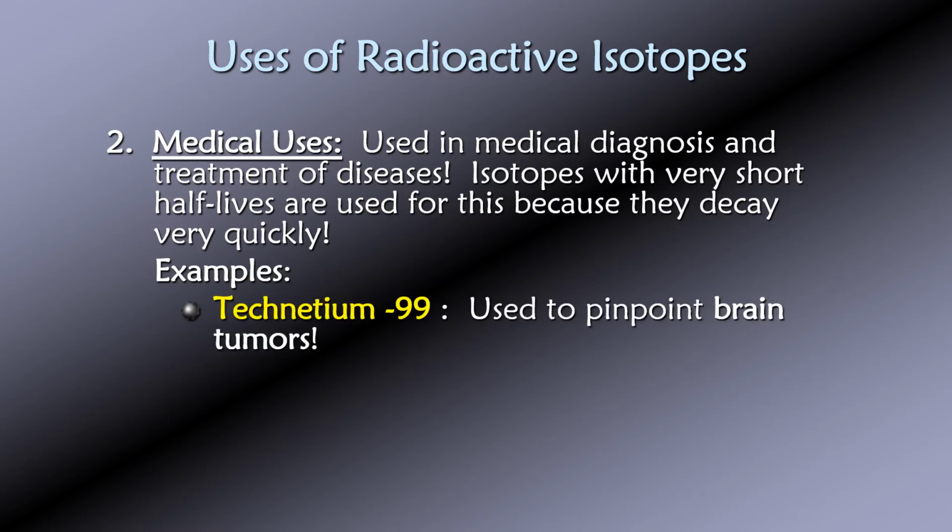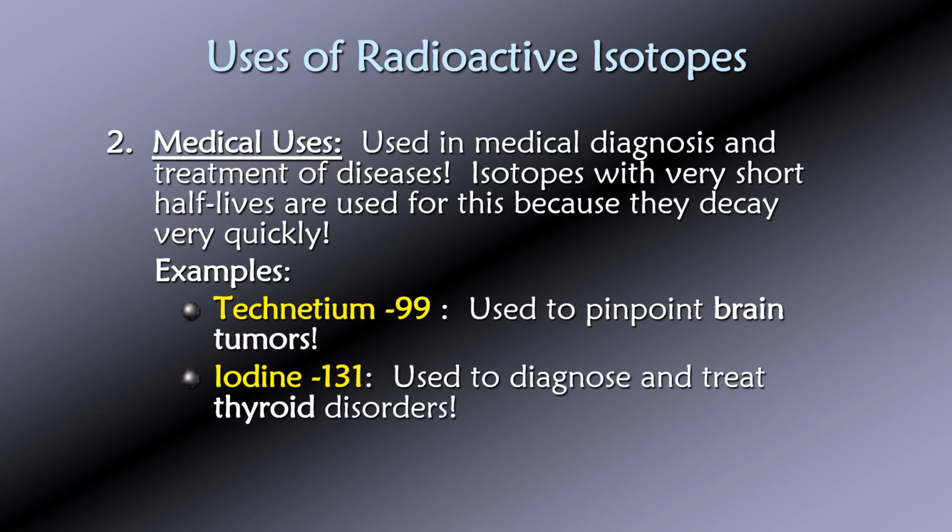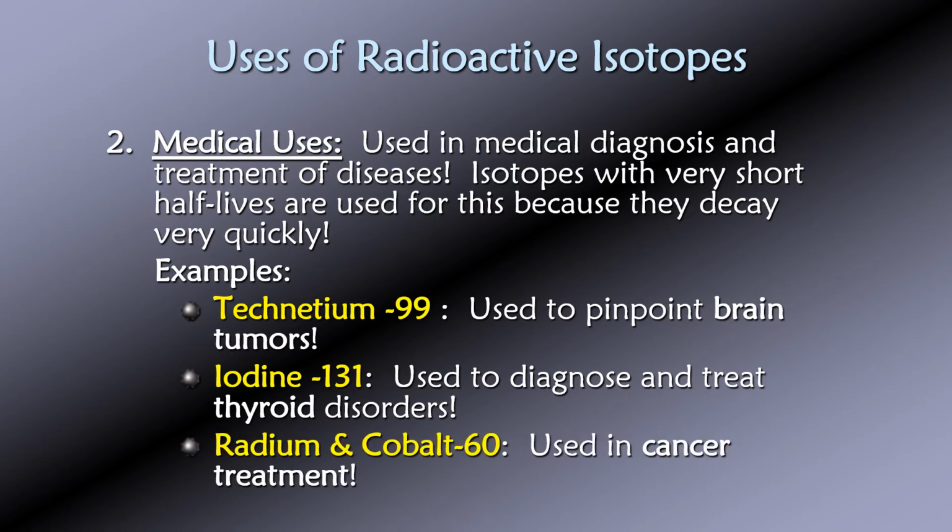The first type of radioisotope that we use for medical purposes is technetium-99, and this one is used to diagnose or identify brain tumors. Another common radioisotope that we use is iodine-131, and this one is used to diagnose and treat thyroid diseases, as you might have guessed if you have ever heard of the relationship between thyroid diseases and iodine. Next up, we can use radium and cobalt-60 to treat cancers.